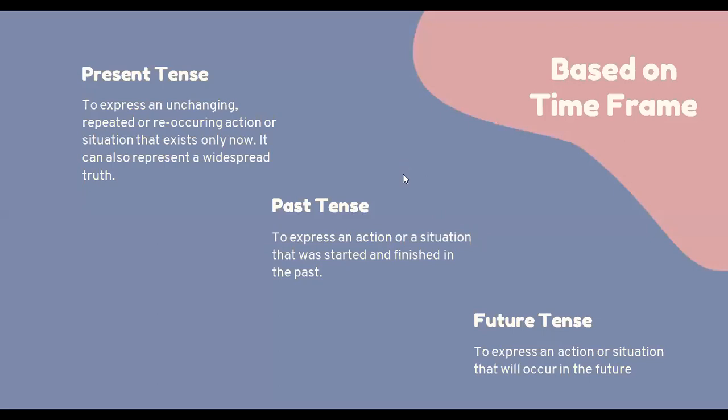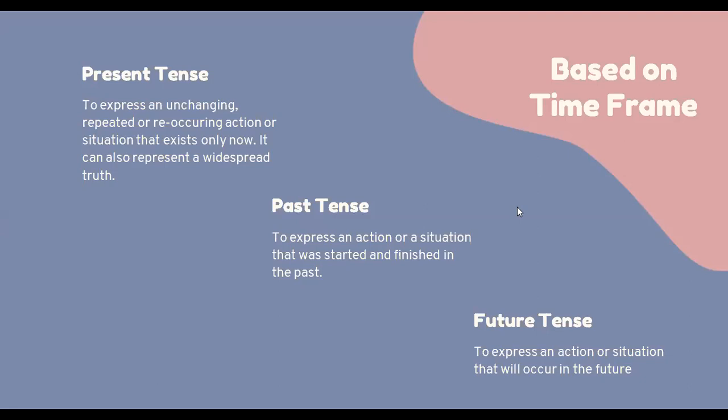Yes. Okay, so we know present tense means an action that is taking place at the moment, right now. It is not changing, it is not repeating. It keeps existing at the moment. An action that is taking place right now, for that we say present tense. And then we say past tense, that is to express an action or a situation that started and finished in the past. So past tense refers to an action that took place in the past and is completed in the past, okay?